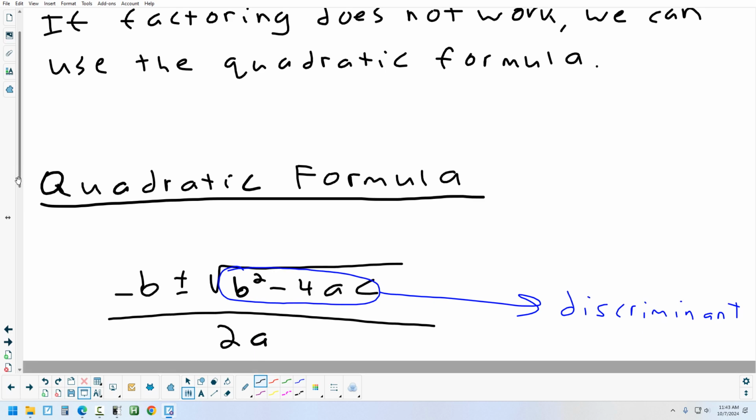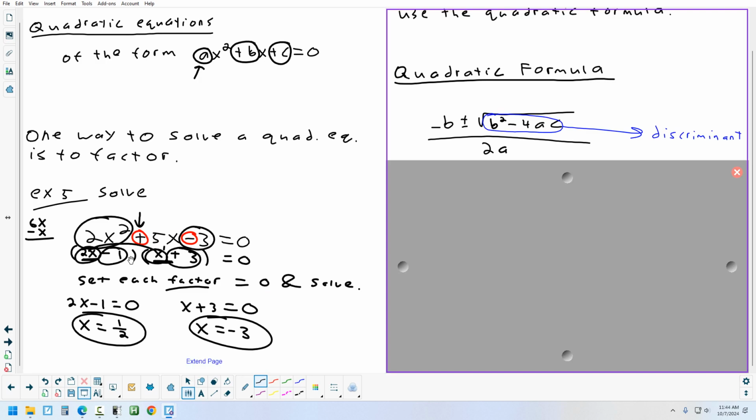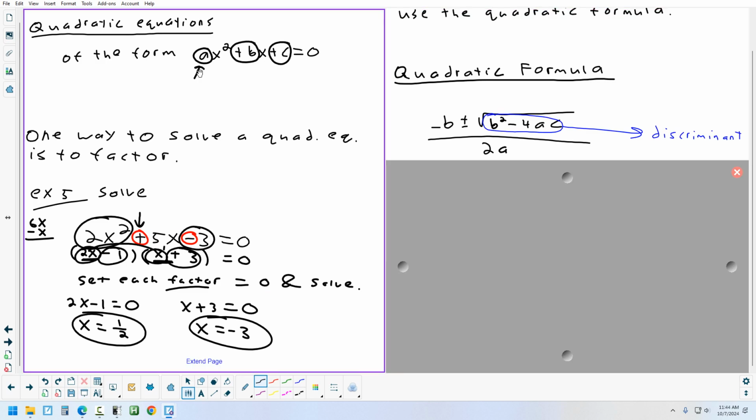Okay, so if you are unable to factor the problem, then we'll use this formula. We'll do one with the quadratic formula, and then that'll be our last one. So the quadratic formula is what has 3 letters in it, A, B, and C. And just to be clear about where those letters are coming from, the A is the number in front of x squared, B is the number in front of x, and C is the constant at the end of the equation.